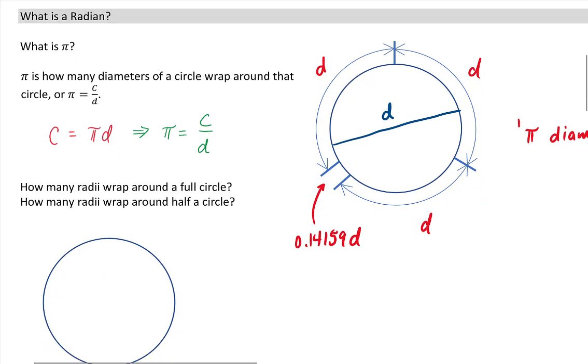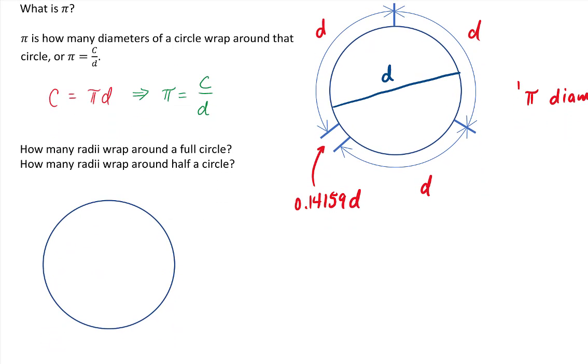So how many radii wrap around a circle? Well, if there are pi diameters, then there must be 2 pi radii that wrap around a circle, since there are 2 radii for every diameter. So what about half a circle? Well, for half a circle, there must be half the number of radii. So that would be pi radii wrap around half a circle.